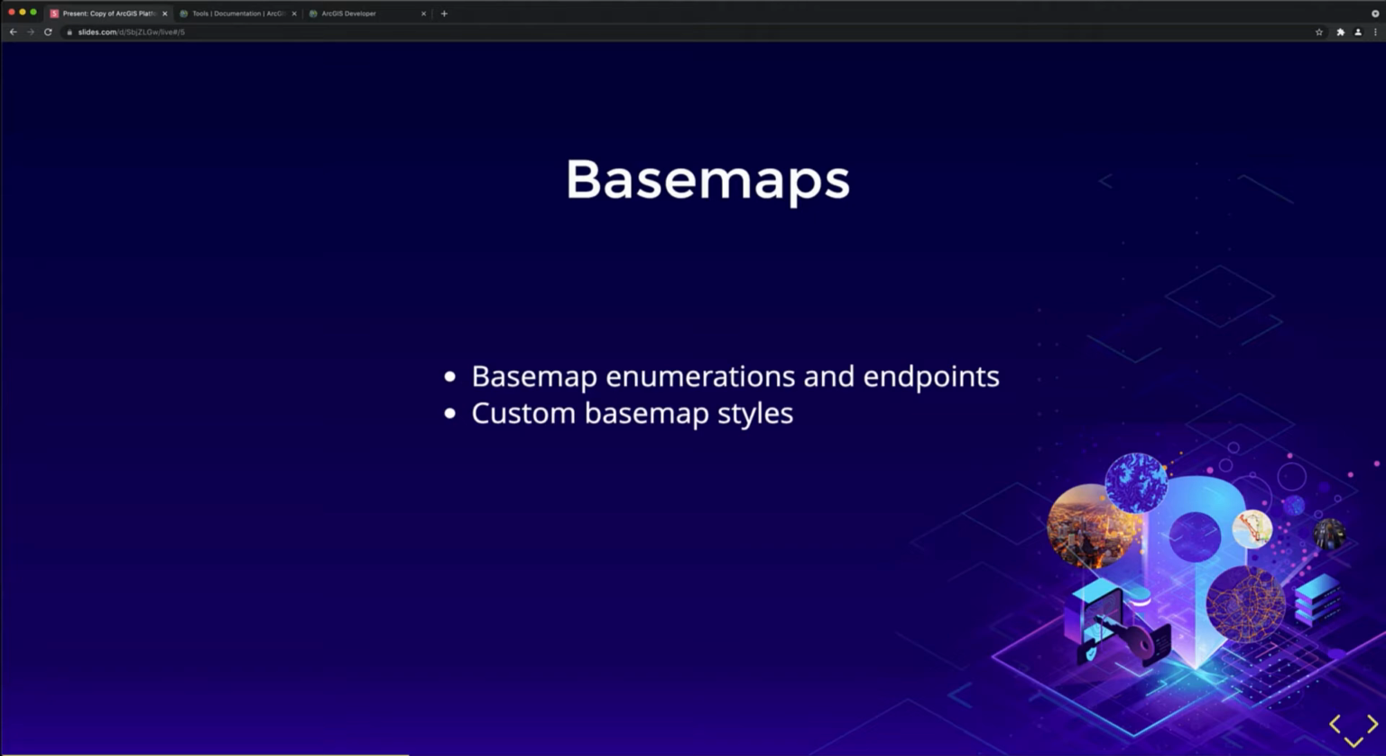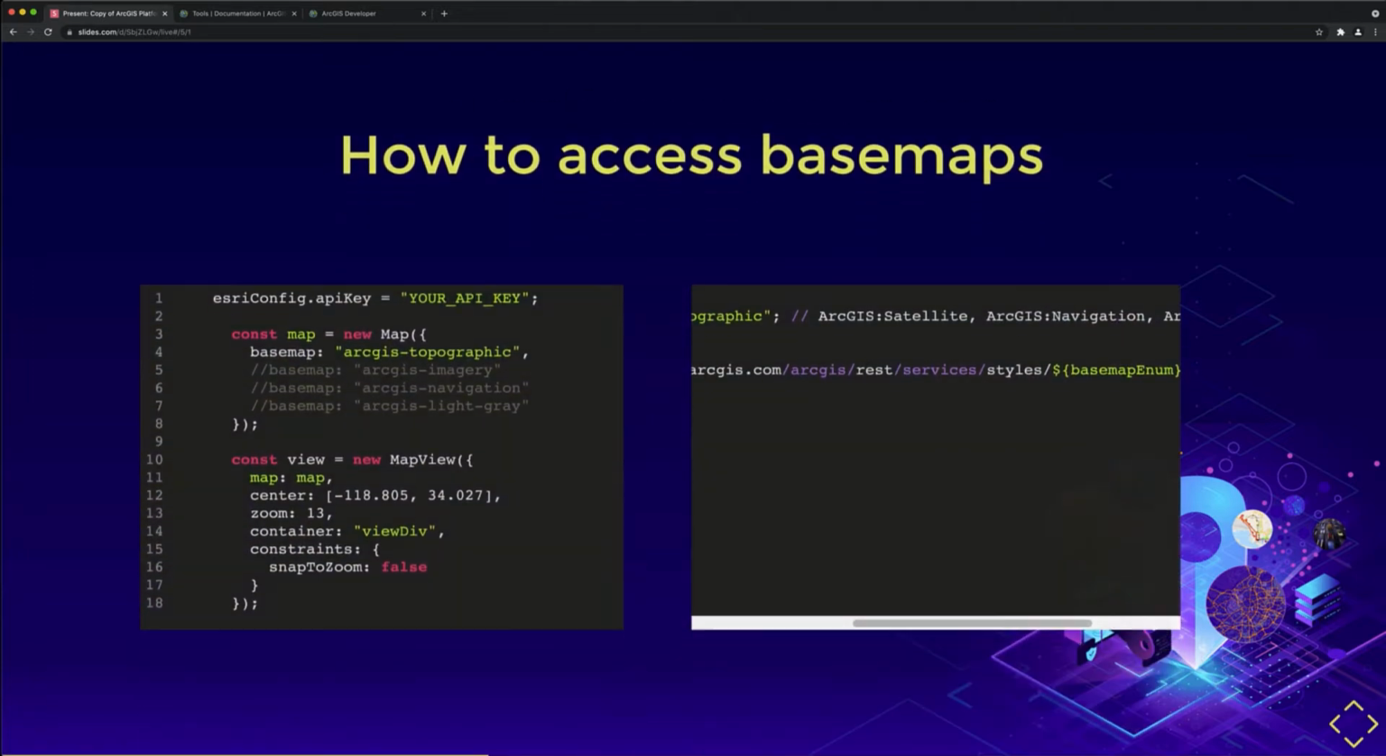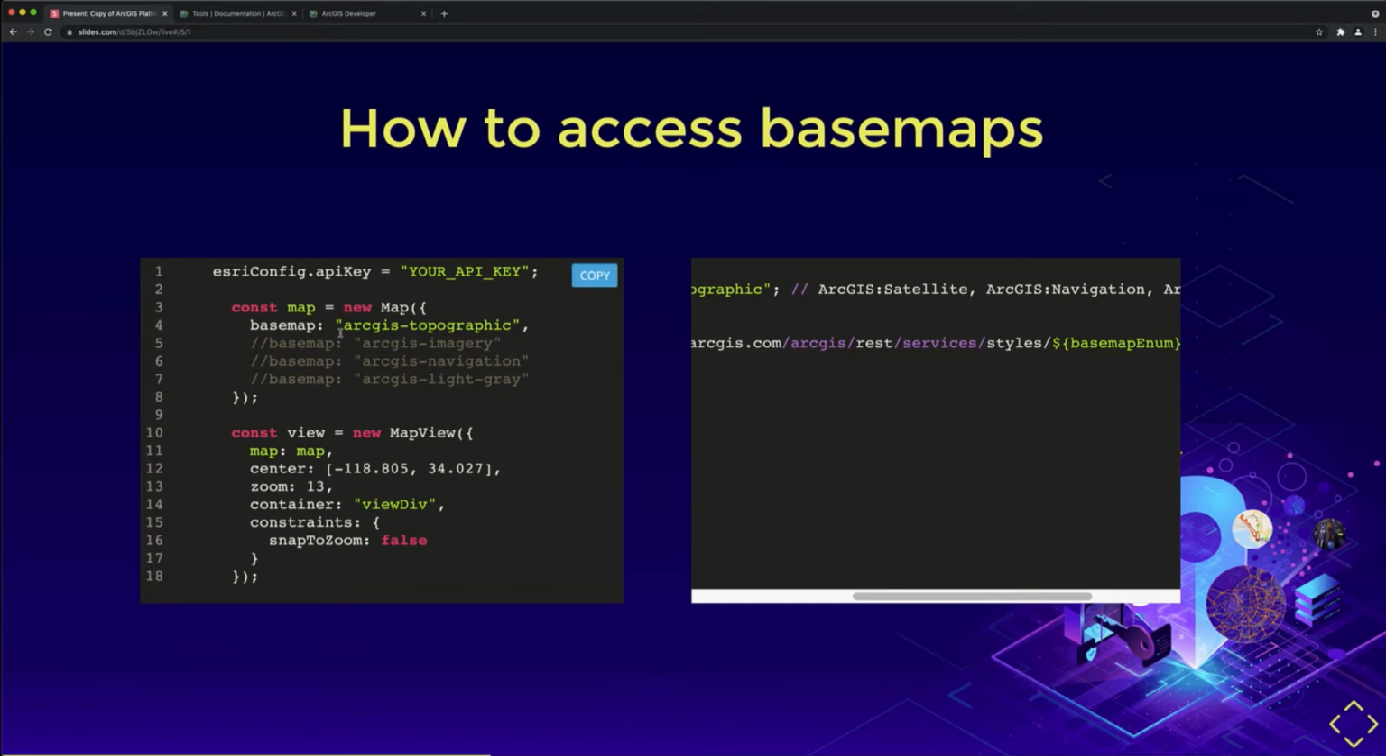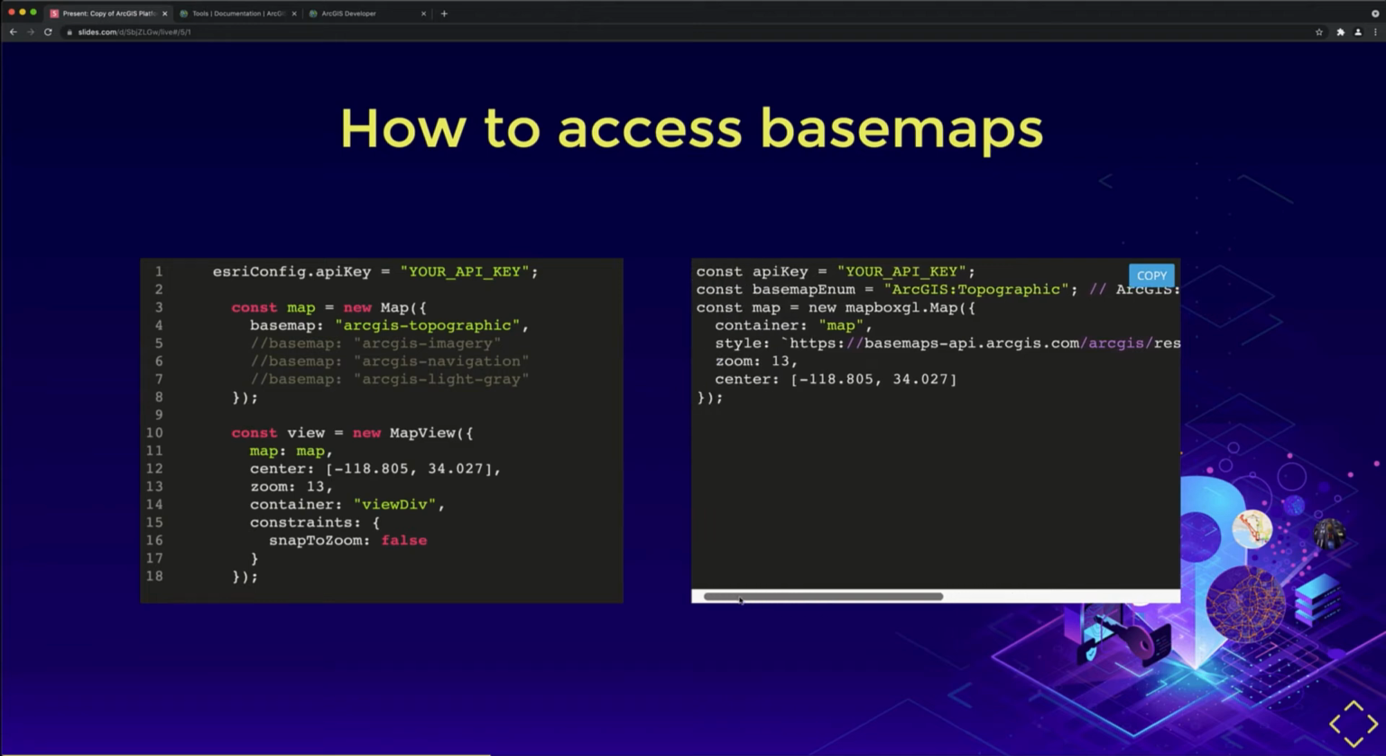I want to step you through this workflow by going to the base maps first. And this is because when I typically create a mapping application, I begin with the base map because it sets the geographic and visual context for my application. There are different ways you can access a basemap. You can either reference its basemap enumeration and set it to the basemap property if you are using the JavaScript API, for example, or if you're creating a Mapbox application in another example, you can reference the style URL.